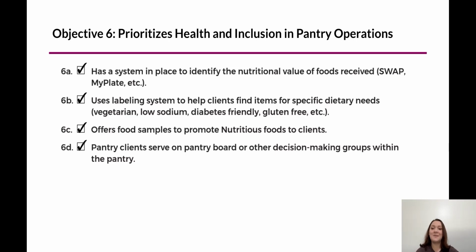Section 6D talks about the involvement of neighbors in the decision-making process at the pantry. This may look like having a focus group consisting of neighbors that benefit from the pantry, or holding time slots for open discussions about the process that takes place at the pantry. Involving neighbors in these decisions helps create a pantry environment that listens to the needs of the community. If the pantry makes any of these efforts, you may check off the box for 6D.